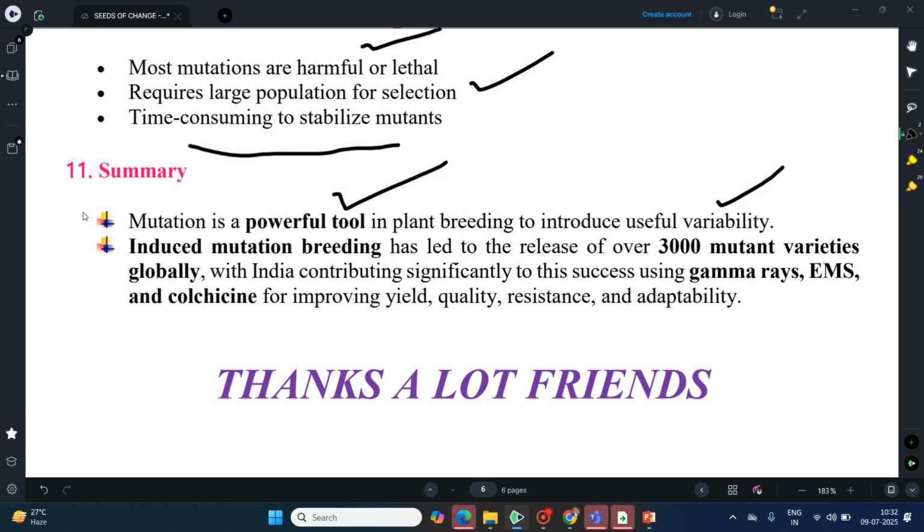By using induced mutation, about 3,000 mutant varieties have been released globally. And regarding India, it has contributed successfully using gamma rays, EMS, and colchicine for improving the yield and quality, resistance as well as adaptability of the crop.